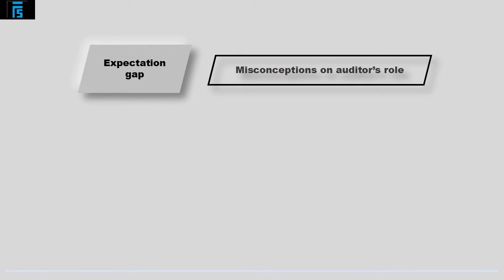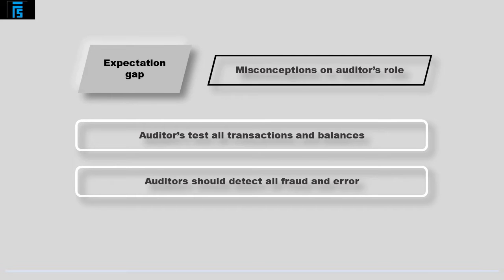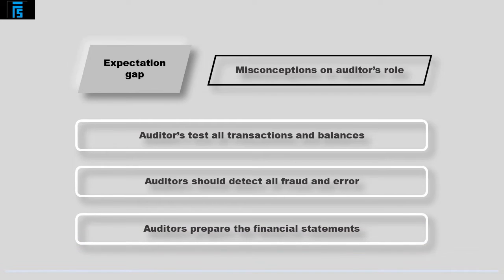There is a misconception of the role of an external auditor. Many users of the financial statements believe the auditors test all transactions and balances. In fact, they test transactions on a sample basis. They believe that auditors should detect all fraud and error, when in fact it is the auditor's responsibility to report on whether the financial statements are free from material misstatements, whether caused by fraud and error. And many believe it is the responsibility of the auditors to prepare the financial statements. This responsibility always lies with the directors of the company, not the auditors. This is known as the expectation gap. Ideally, auditors wish to reduce this gap as much as possible to ensure everyone understands the role of the auditor.